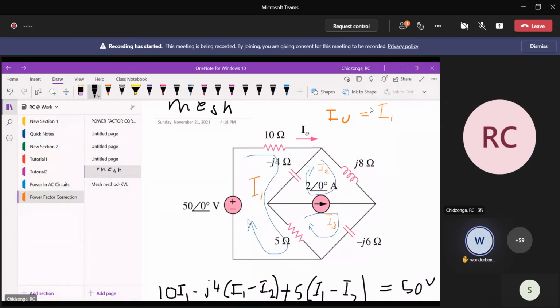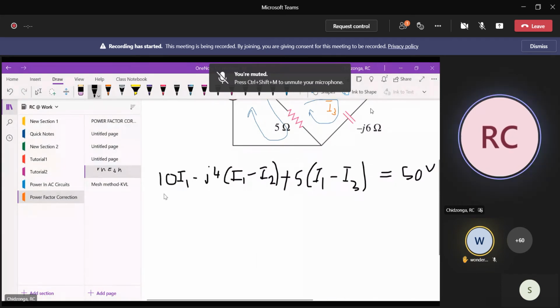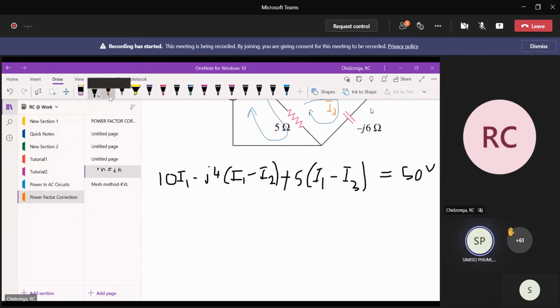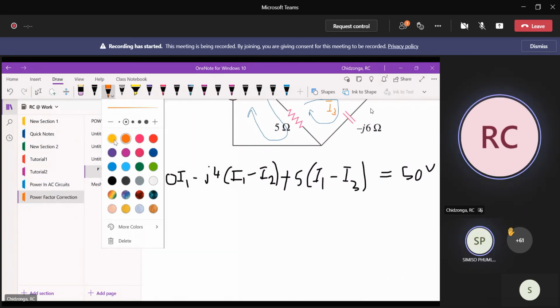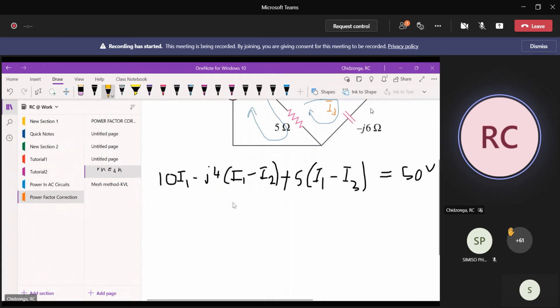Right. So we now simplify this and we just collect like terms, right? If you want to talk, you are not disallowed to talk, but do it in an orderly way. Say I have a question, you see. You don't just talk in the middle of somebody talking. That is rude.